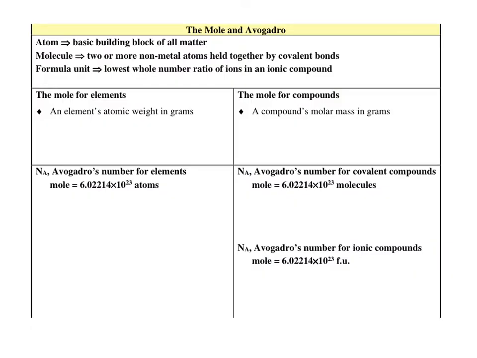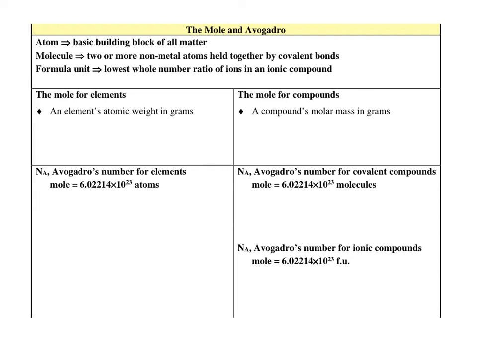A quick review of terms. An atom is the basic building block of all matter. A molecule is composed of 2 or more atoms, and a formula unit is essentially the analog of a molecule for an ionic compound. It's 1 unit of the lowest whole number ratio of ions. We're introducing the mole. The mole is a convenient quantity of measure of matter.